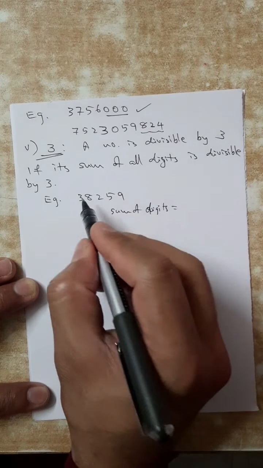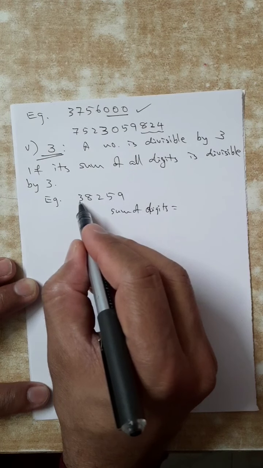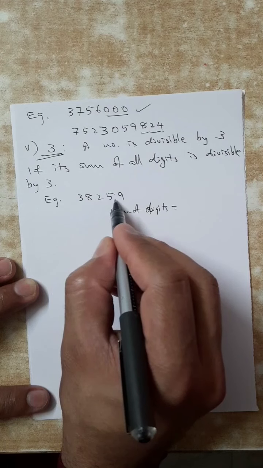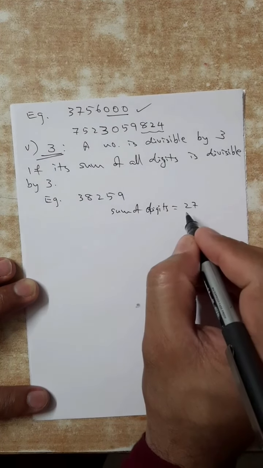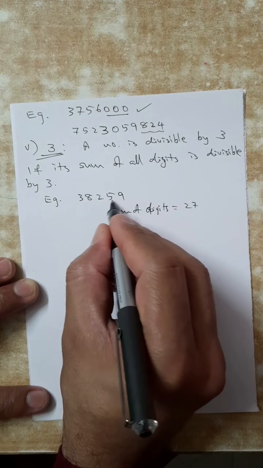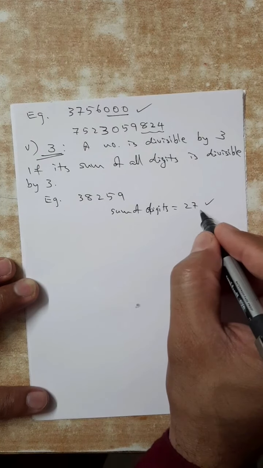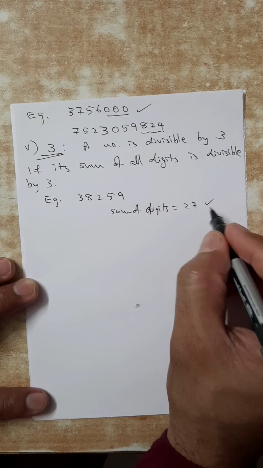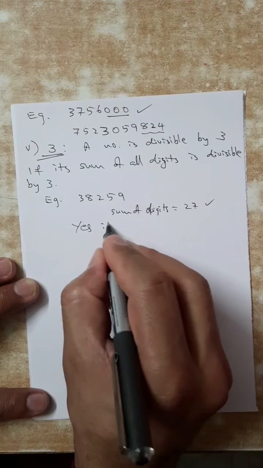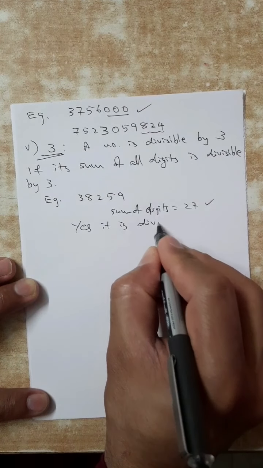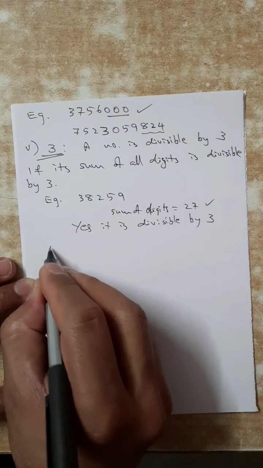Sum of digits means what? 3 plus 8 plus 2 plus 5 plus 9: 8 plus 2 is 10, 10 plus 3 is 13, and so on, giving 27. 27 is the sum of digits of 38259. 27 is already divisible by 3, we know, a multiple of 3. Therefore we can say yes, it is divisible by 3.